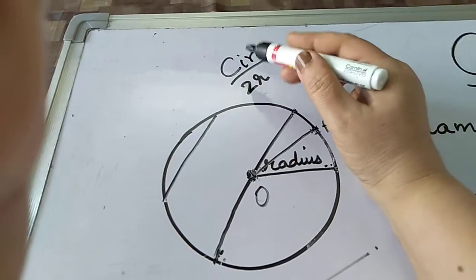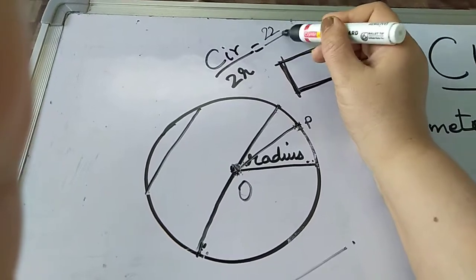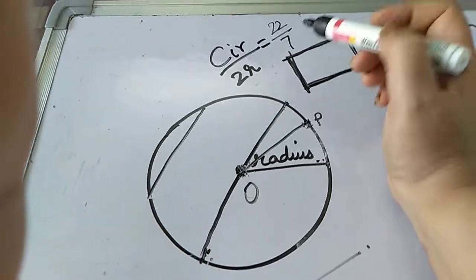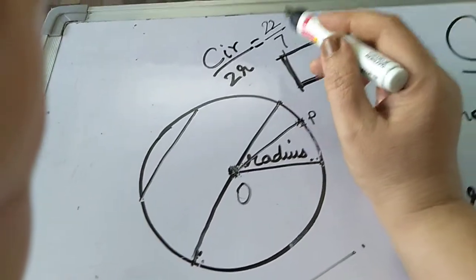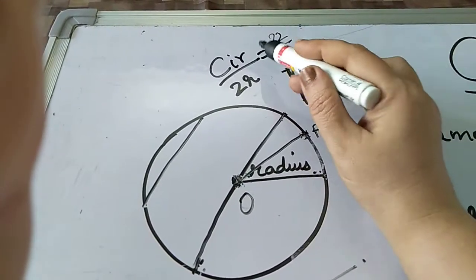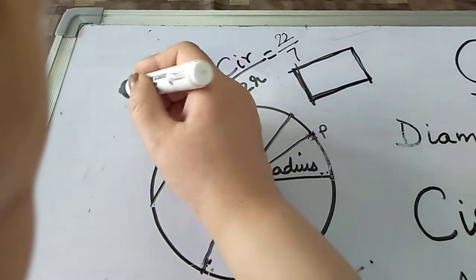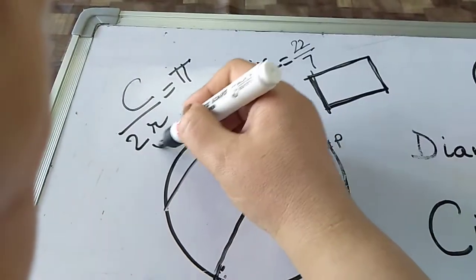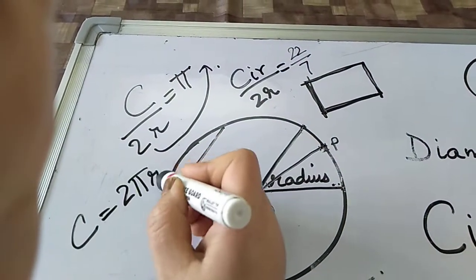He found that the circumference divided by twice the radius was always coming to a certain value. Whatever the radius of the circle is, the constant was coming as 22 by 7. And then he gave this name, after his name, that this constant was known as pi. Then you can say circumference divided by 2r is equal to pi, or if you take the 2r to the other side, you get circumference is equal to 2 pi r. Clear? This is where this formula is coming from.